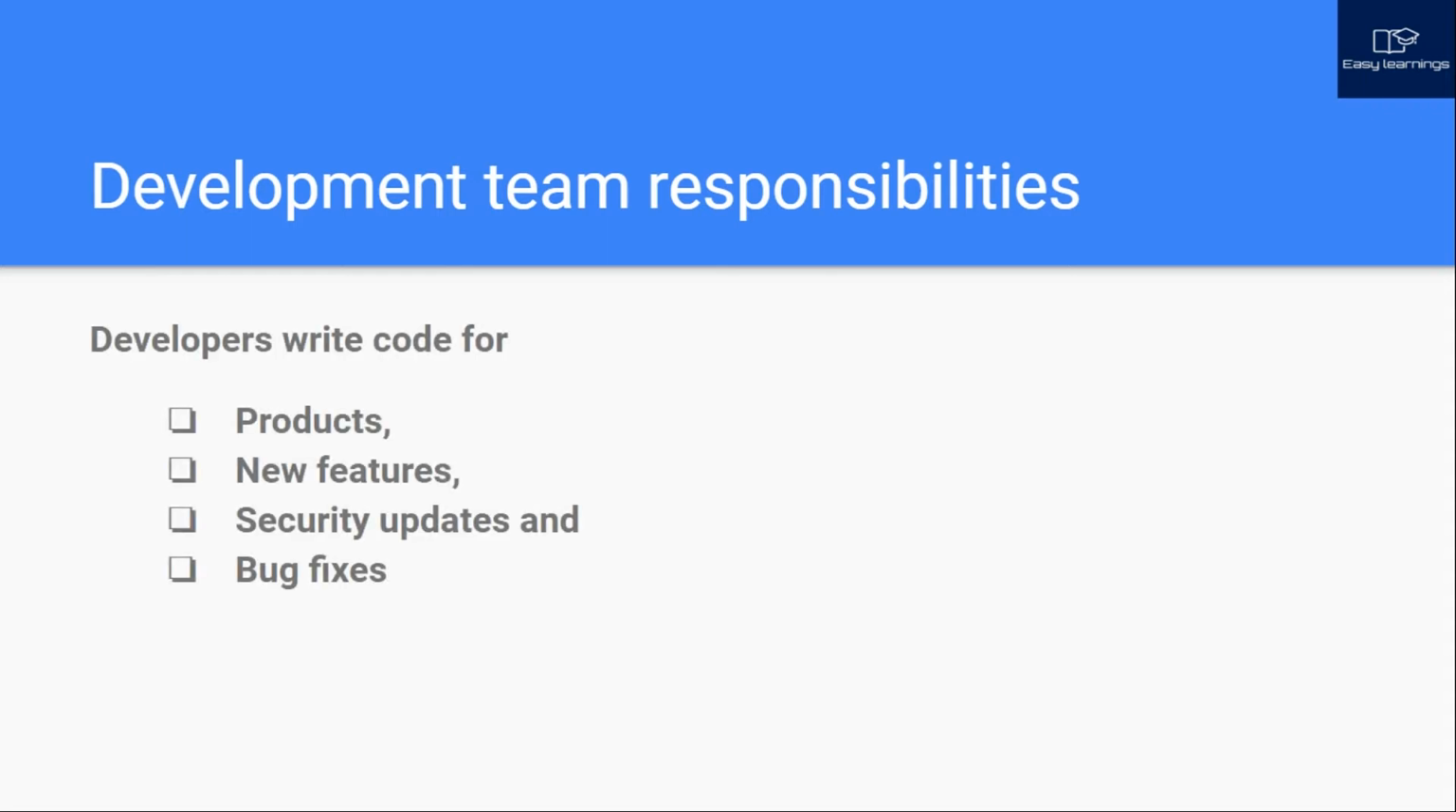So let's see what are the development team responsibilities. Developers are responsible for writing code for products, new features, any security updates and bug fixes. Let's say if any web application needs to be developed, then the developer has to write code for that web application, and if any new feature is requested by the customer, then he has to write code for that, and for any security updates and for bug fixes.